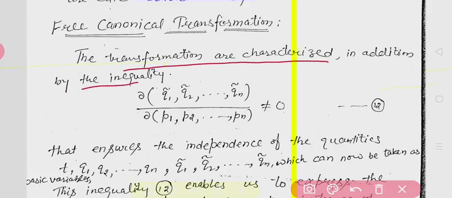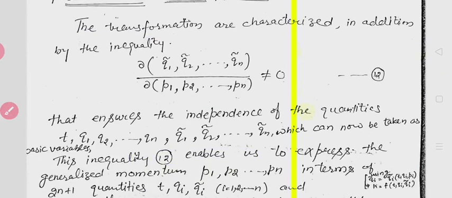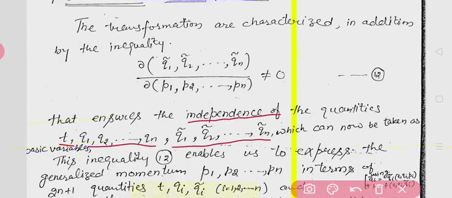Okay, so if we take that transformation, and one more thing is there, ∂(q1 tilde, q2 tilde, ..., qn tilde) with respect to (p1, p2, ..., pn) is non-zero. So these conditions ensure the independence of the quantities t, qi's and qi's tilde.